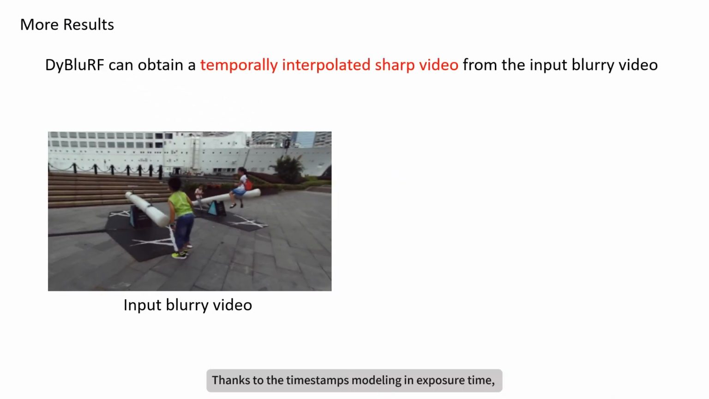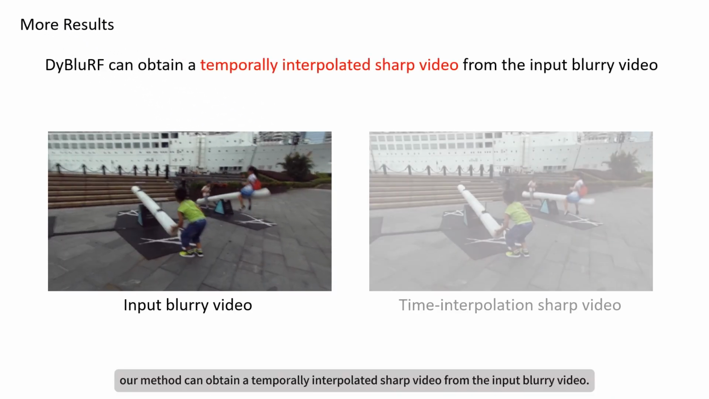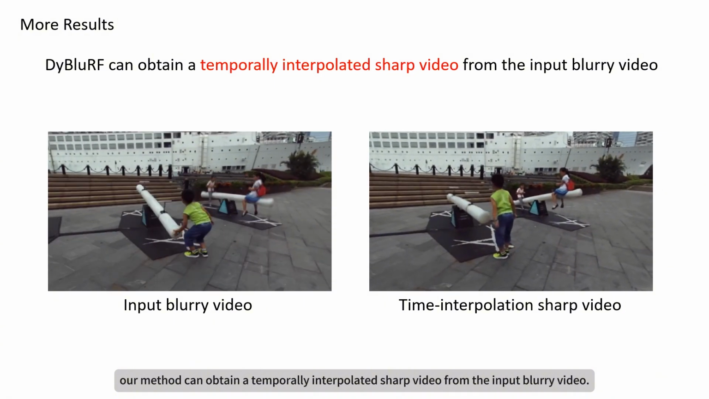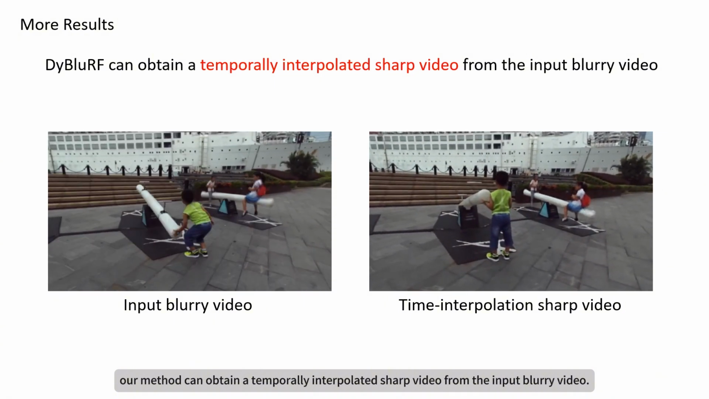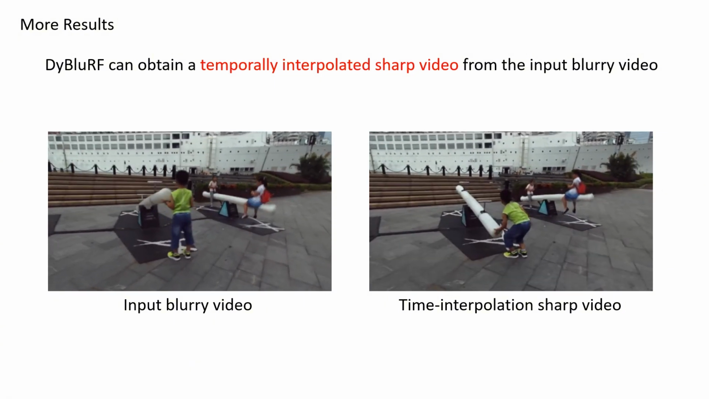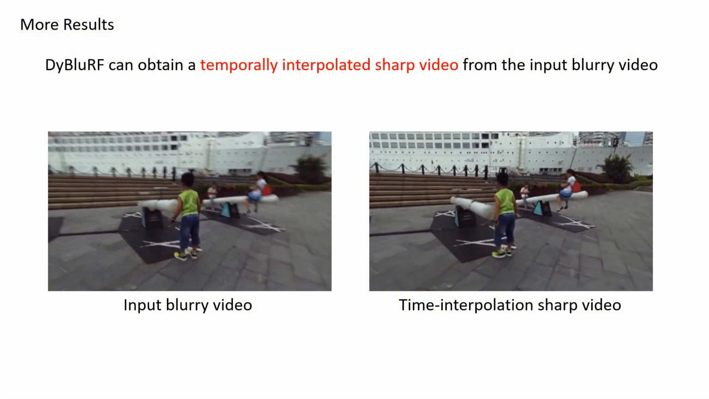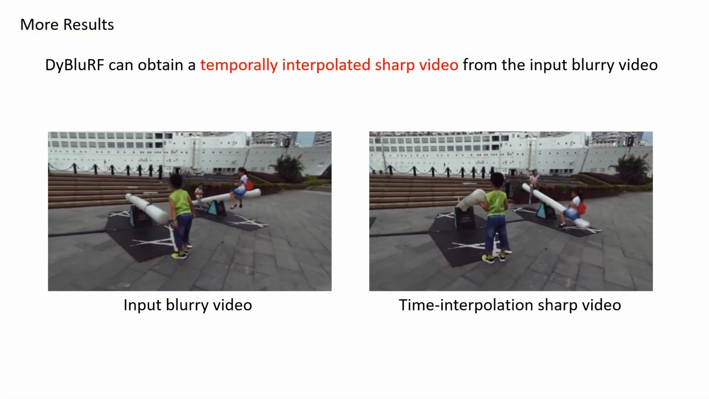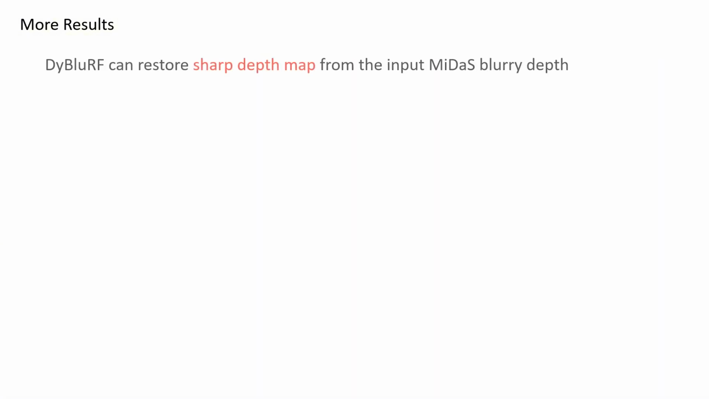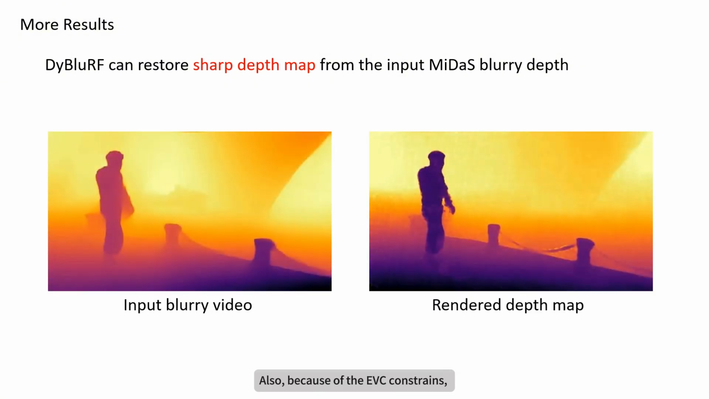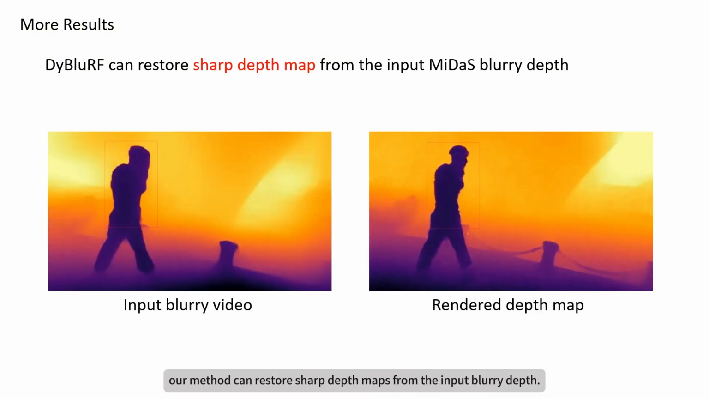Thanks to the timestamps modeling in exposure time, our method can obtain a temporally interpolated sharp video from the input blurry video. Also, because of the EVC constraints, our method can restore sharp depth map from the input blurry depth.